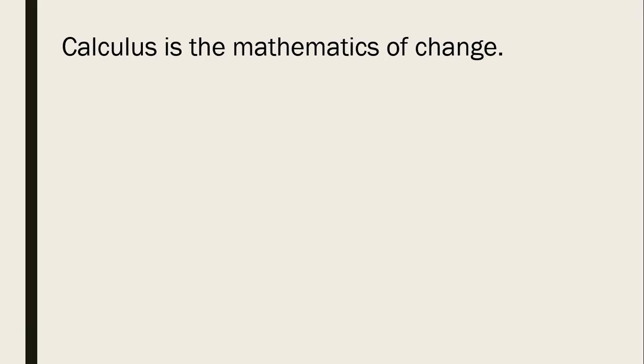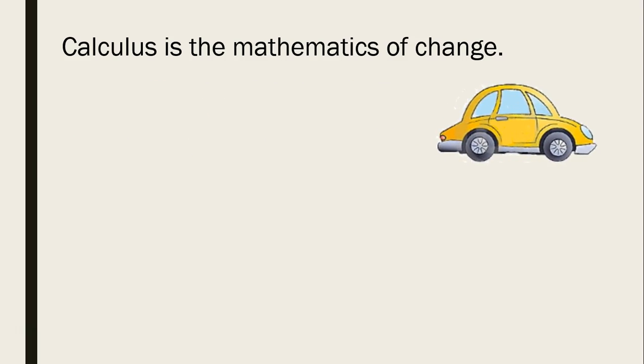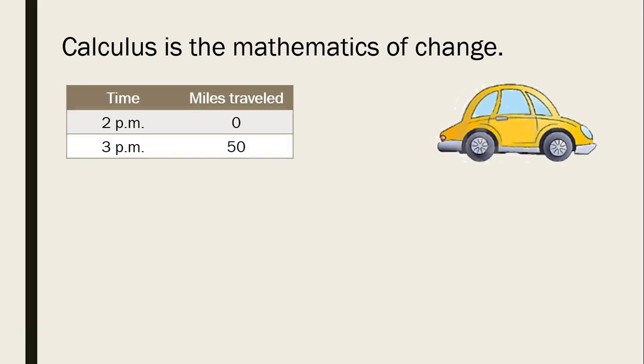Calculus is called the mathematics of change. As this course goes on, we'll be looking at change in many different ways, but I'd like to give you an example that you're familiar with in everyday life. Suppose you have a car and you drive the car for a certain length of time. So maybe you start your trip at 2 o'clock and at 3 o'clock you've gone 50 miles. We could say that the average speed that you traveled was 50 miles per hour.